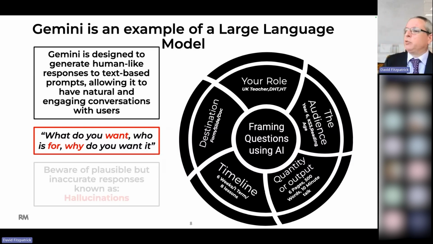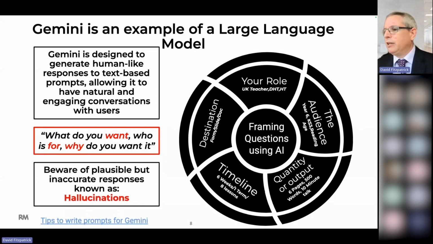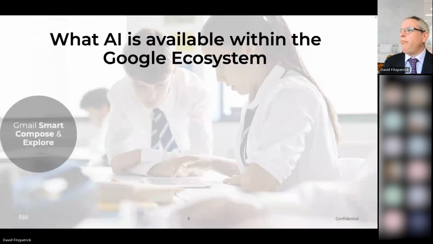However, and I just wanted to draw your attention to this, AI can generate extremely plausible but inaccurate responses, which we call hallucinations. So sometimes what it's producing looks really convincing, but it's completely wrong. So as professionals, as teachers, we need to look at the output and make sure that it is accurate and that it is correct. And again, there's a link there to help you with prompts.